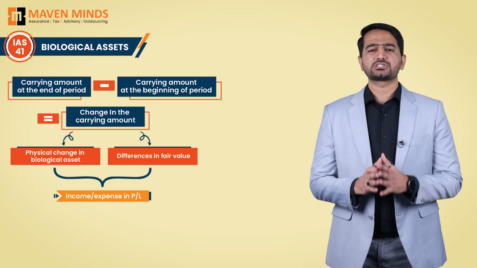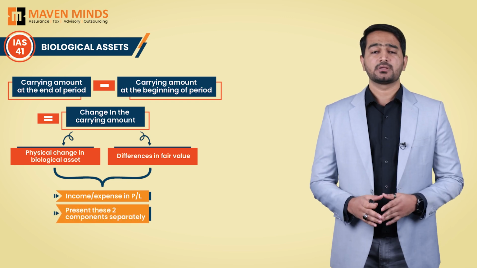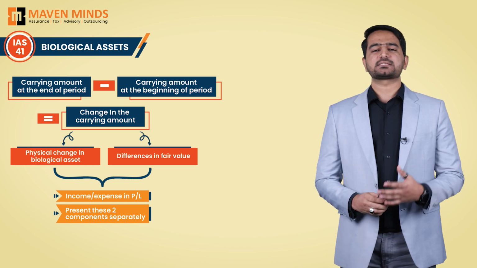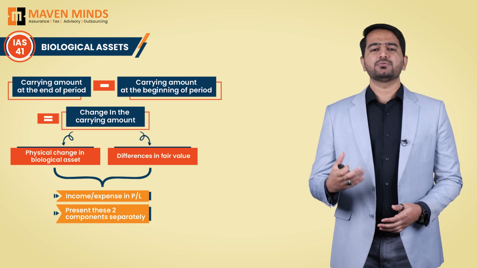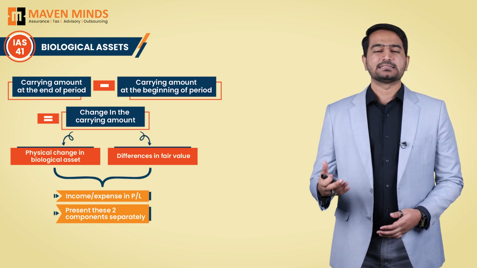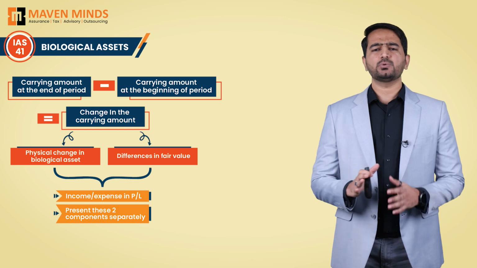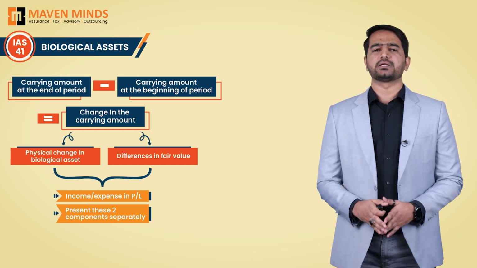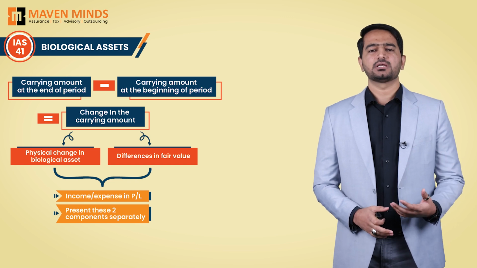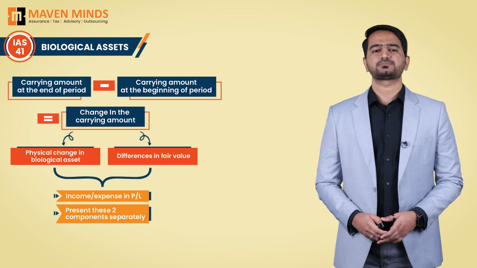You are required to disclose both components separately in your financial statements, but only if it is useful to the readers. For example, if you are dealing with a short-term biological asset like broiler chickens that are raised and sold within 6 weeks, there is no need to split the changes into two components. In such cases, a single figure is sufficient because detailed breakdowns would not add much value.